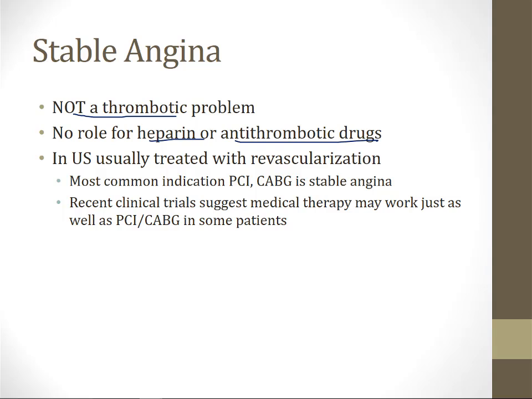In the United States, this is usually treated with revascularization, which I talk about in the video on ischemia basics. The most common indication for PCI or CABG is stable angina. There's much more stable angina in the United States than there is acute coronary syndromes like unstable angina and myocardial infarction. Now, I won't go into this in detail, but I will mention that recent clinical trials have suggested that medical therapy may work just as well as revascularization like PCI or CABG for some patients, and there is a concern in the United States that we may be overusing stents because medical therapy can also work.